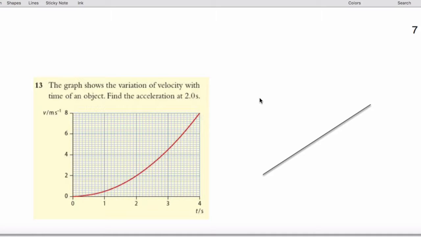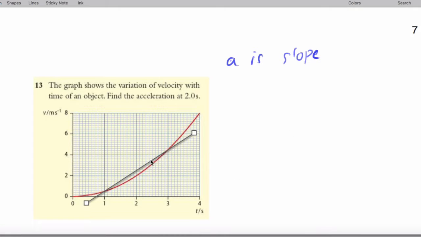All right, number 13, we want the acceleration at 2 seconds, and just to be clear, the acceleration is the slope. And the way we're going to do this is that we're actually going to take a ruler and draw a tangent line through the graph at 2 seconds, which I have done right here. And then we get the rise over the run on that graph.